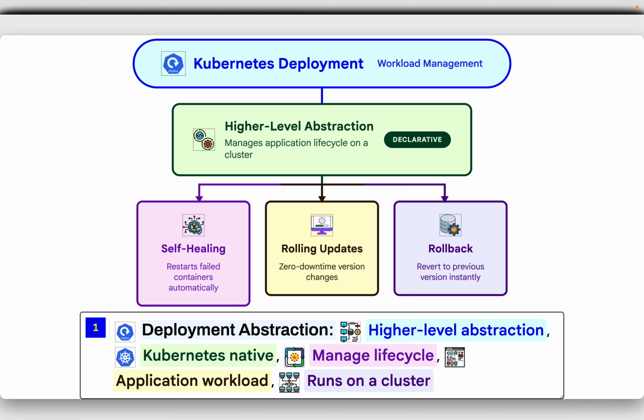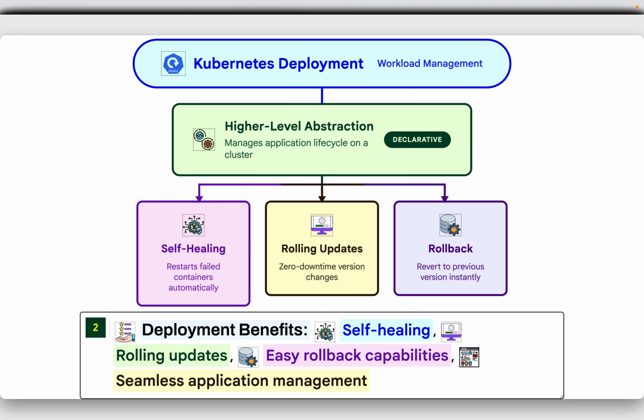First topic, what is a deployment? A deployment is a higher level abstraction in Kubernetes used to manage the life cycle of applications running on a cluster. Deployments provide benefits such as self-healing, rolling updates, and easy rollback capabilities for applications.